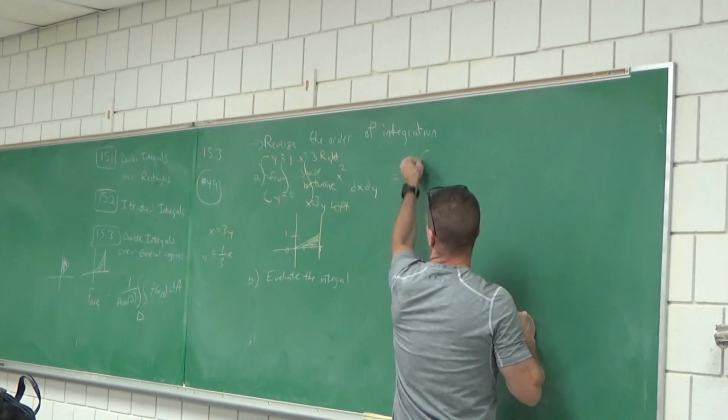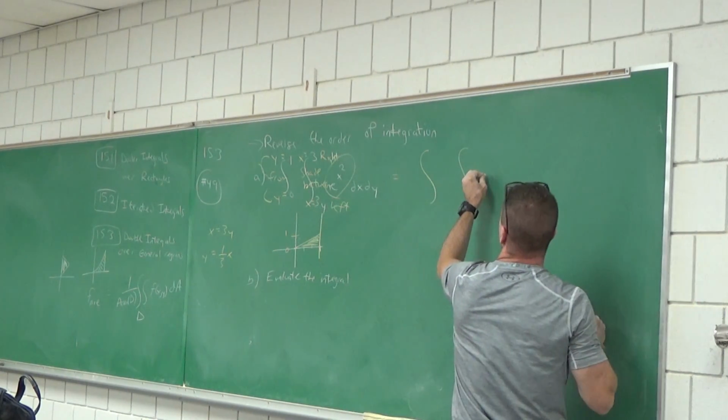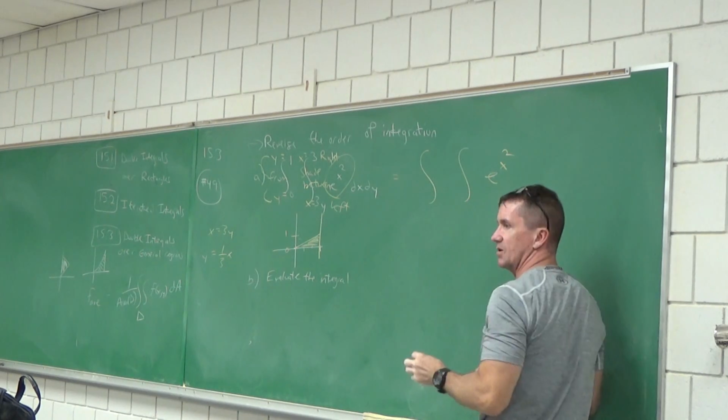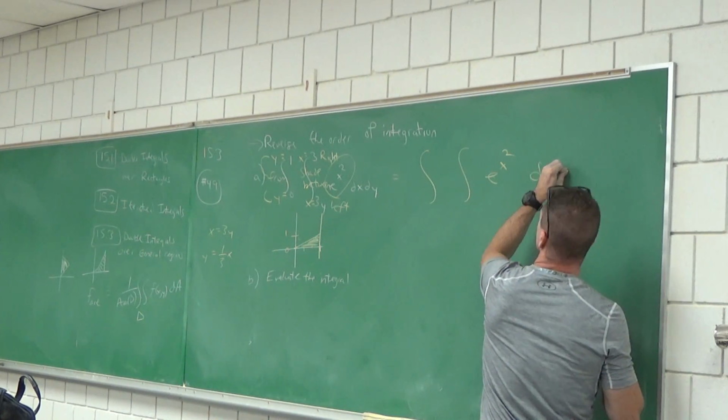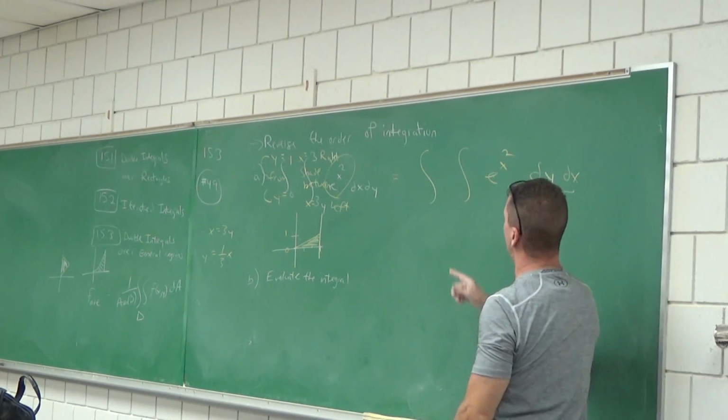What do you get? Does this get reversed? No, that stays what? e^(x squared). But this gets reversed. dx dy becomes dy dx. Now, I bet you can do this.